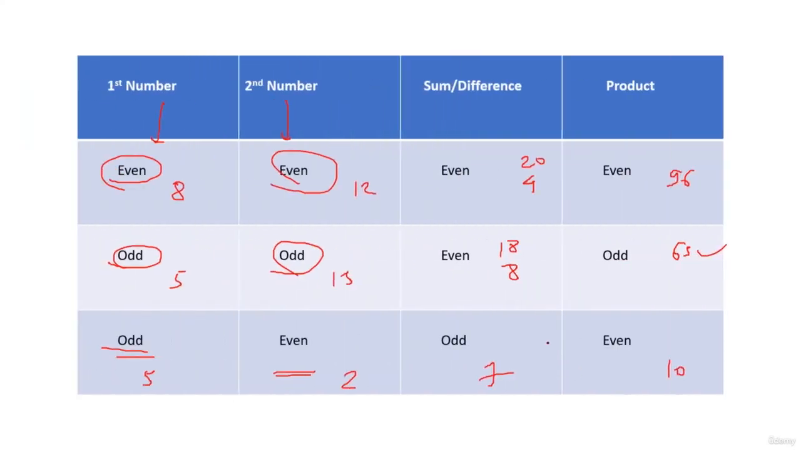So here guys, there are two main takeaways from this. The first takeaway will be that whenever you have numbers with the same parity, meaning what? Even or odd nature.